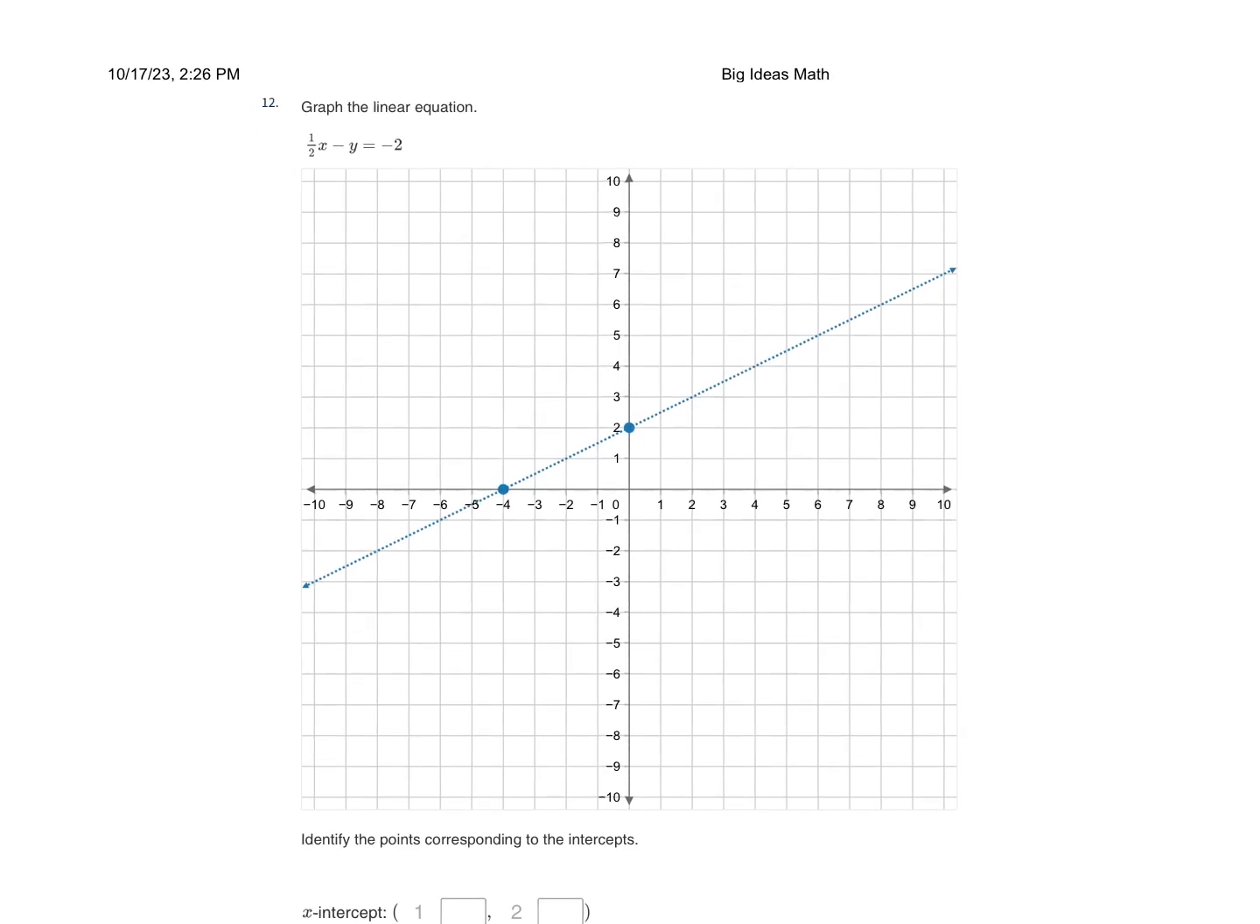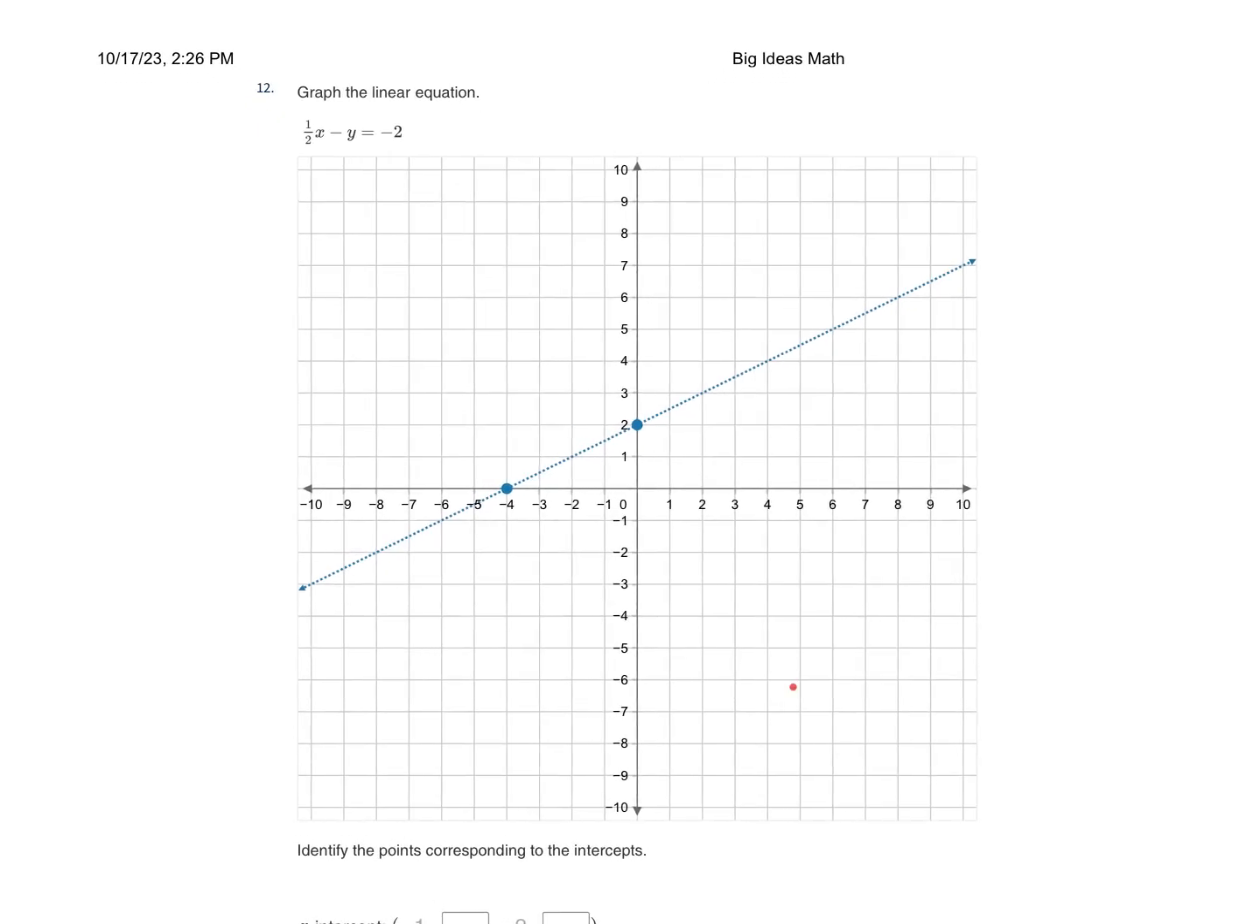All right, this one's wanting you to graph. You can do either way. You can do x and y intercepts, or we can convert it to slope-intercept form, which if we get the positive y by itself, it'd be 1/2 x plus 2. So you can graph either way.